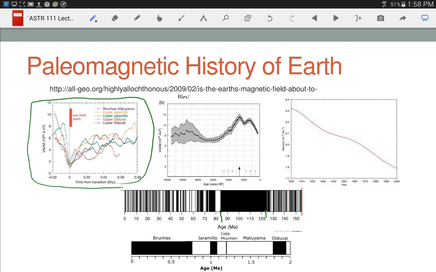Question? So what does that practically mean? Like if we were to be alive when the poles flipped, what does that practically mean? You might have seen some stupid movies. Like The Core.